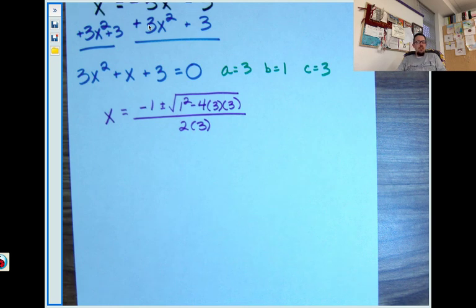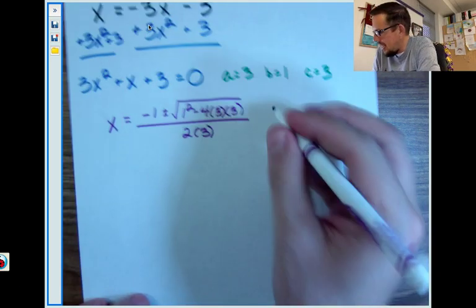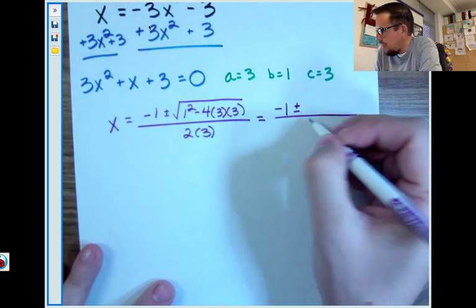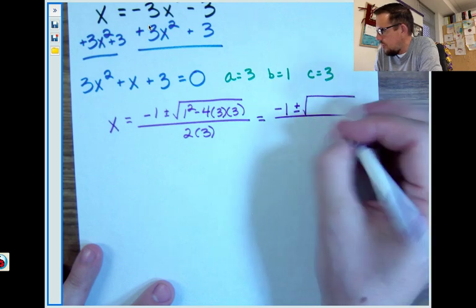Do you see a problem with the square root here? No? Happy with that one? Yeah, it's going to be negative inside the square root. I'm going to have 1 squared, which is 1, minus some stuff. I'm going to have a negative inside the square root. What does that tell you about your answer? It's going to have an i. Exactly right. It's going to be a complex number, also known as imaginary.